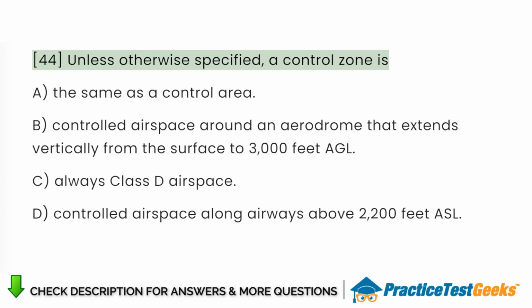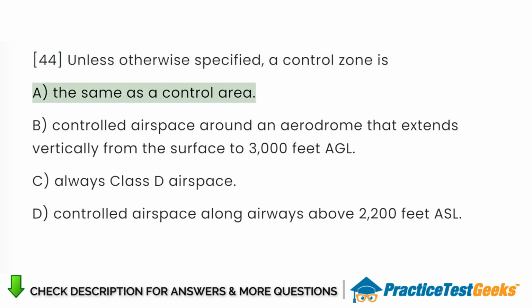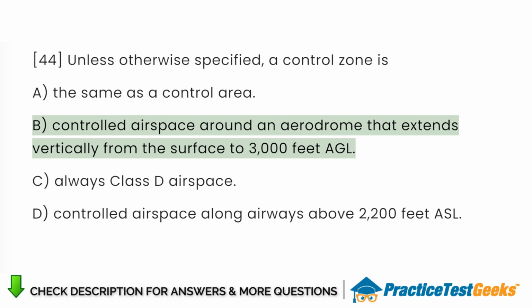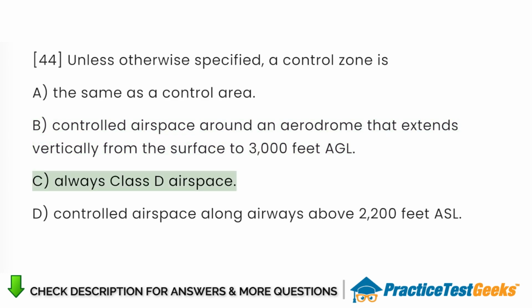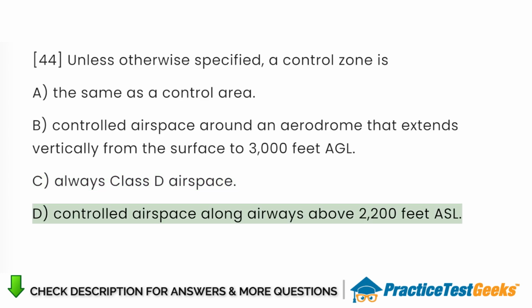Unless otherwise specified, a control zone is A. The same as a control area. B. Controlled airspace around an aerodrome that extends vertically from the surface to 3,000 feet AGL. C. Always Class D airspace. D. Controlled airspace along airways above 2,200 feet ASL.